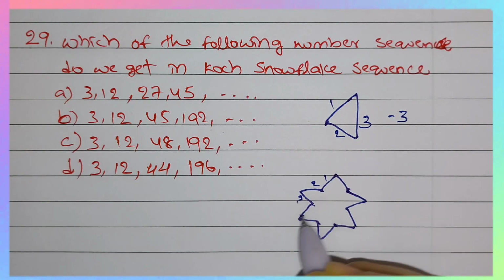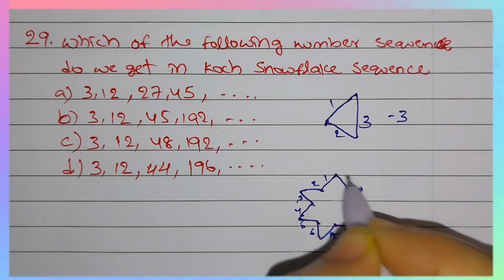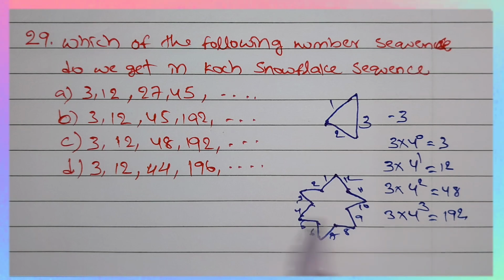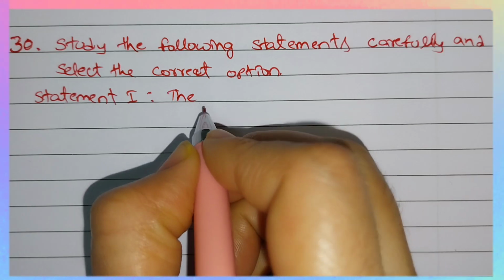What is Koch snowflake sequence? We already discussed in earlier classes. So first we have 3 sides, next we have 12 sides, next we have 48, next 192. The option C is correct. The last question, 30th question.